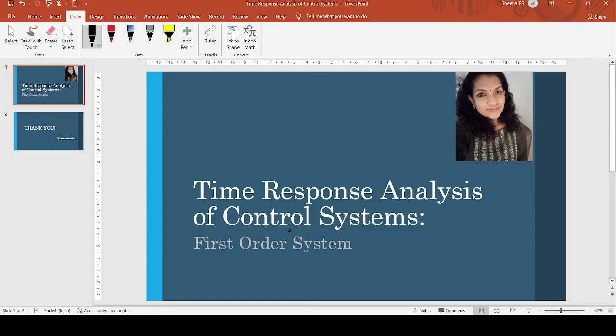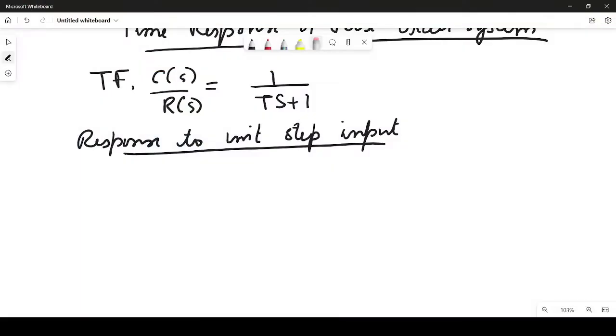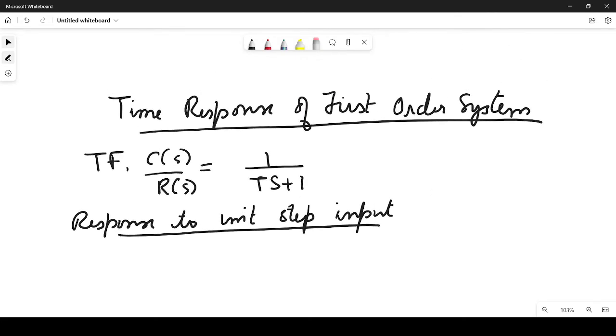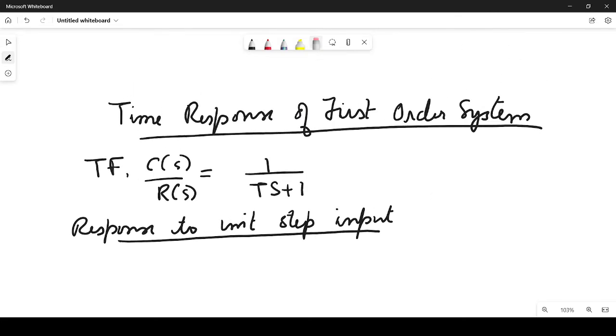Hello everyone, in this video we will see the time response analysis of a first order system. What is meant by order of a system? Order of a system means the highest power of s in the denominator polynomial of a closed loop transfer function. So first order means the highest power of s in the denominator polynomial will be 1.